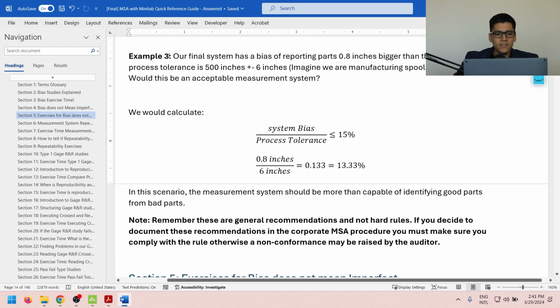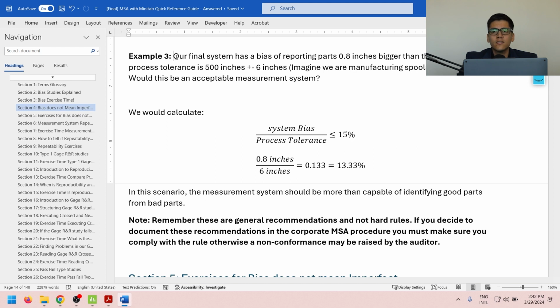Now, let's say that in this example three, our final system has a bias of reporting parts 0.8 inches bigger than they are. The process tolerance is 500 inches plus minus 6 inches. So you might say, well, why would I have such a big tolerance, right? Well, you might have a spool of thread, for example, or a spool of wool. So in those types of scenarios, high tolerances are common.